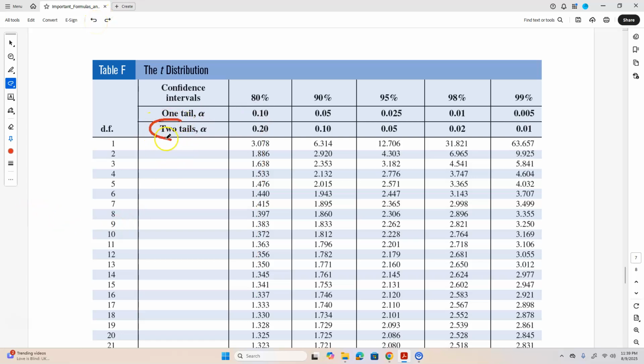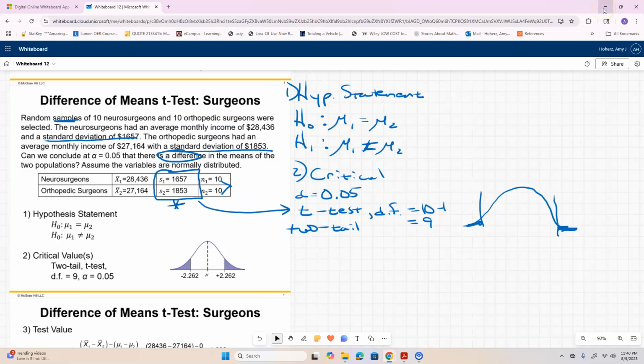Two tails, 0.05, degrees of freedom 9, and so we're only going to come down to this number instead of going all the way down to the bottom. So 2.262, and because it's two-tail, also negative 2.262.